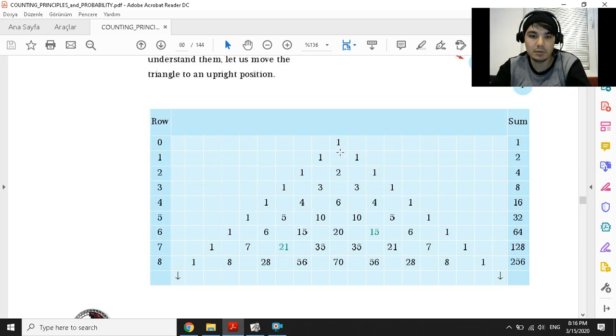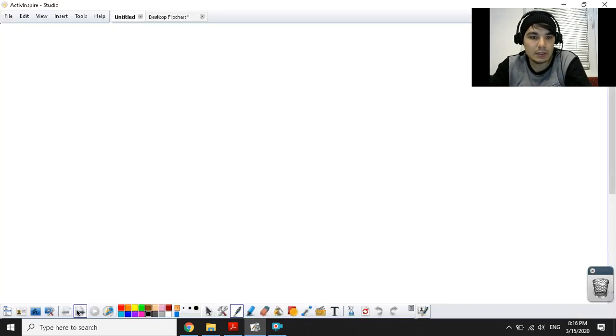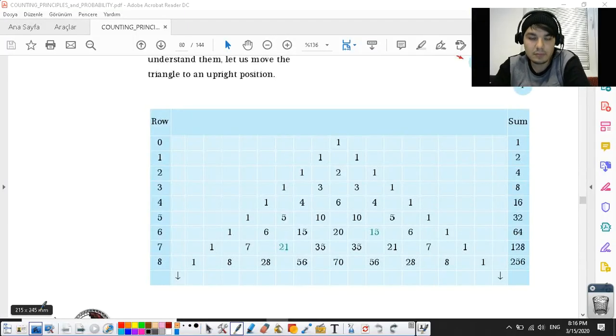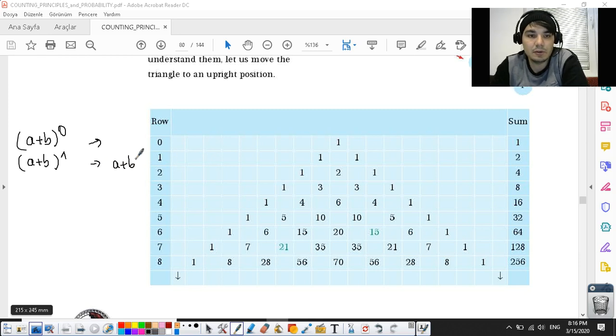For example, let me show you. Okay, so what is a plus b to the power of 0? It's going to be 1, right? So if you find a plus b to the power of 1, it will be itself, right? A plus b. So look at the coefficients of a and b. It's 1 and it's also 1, right?